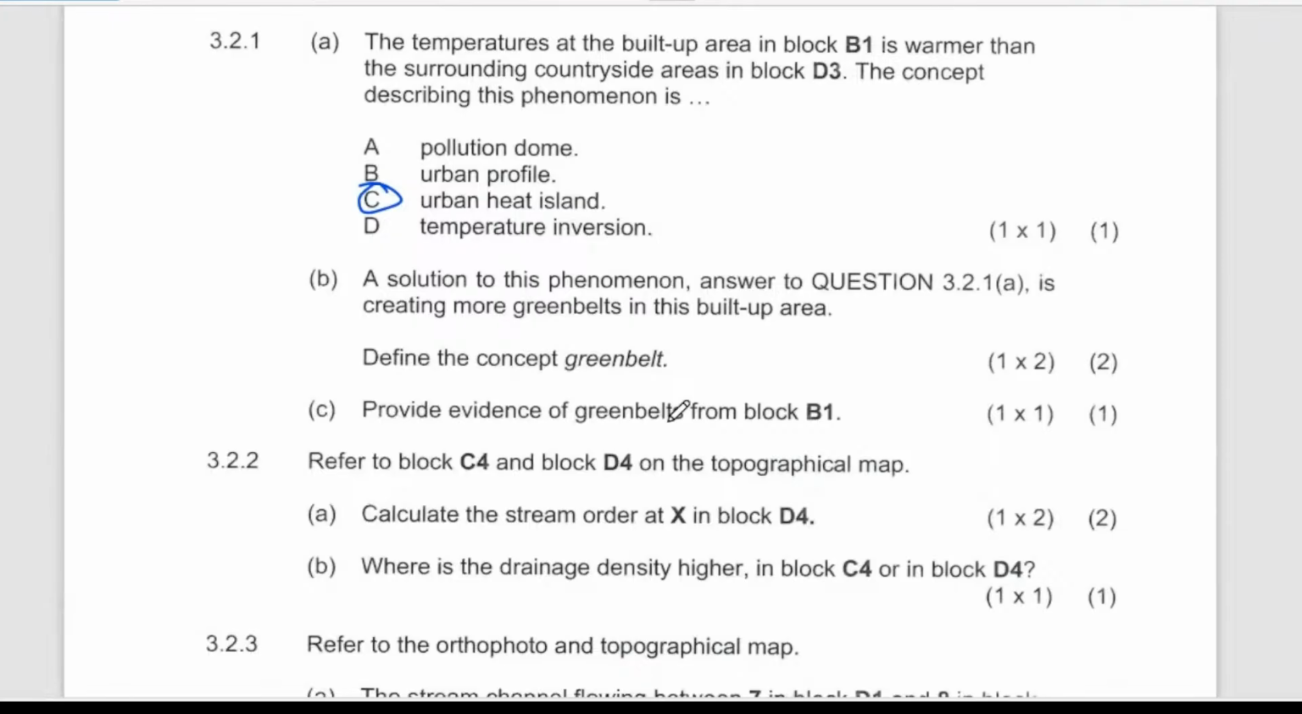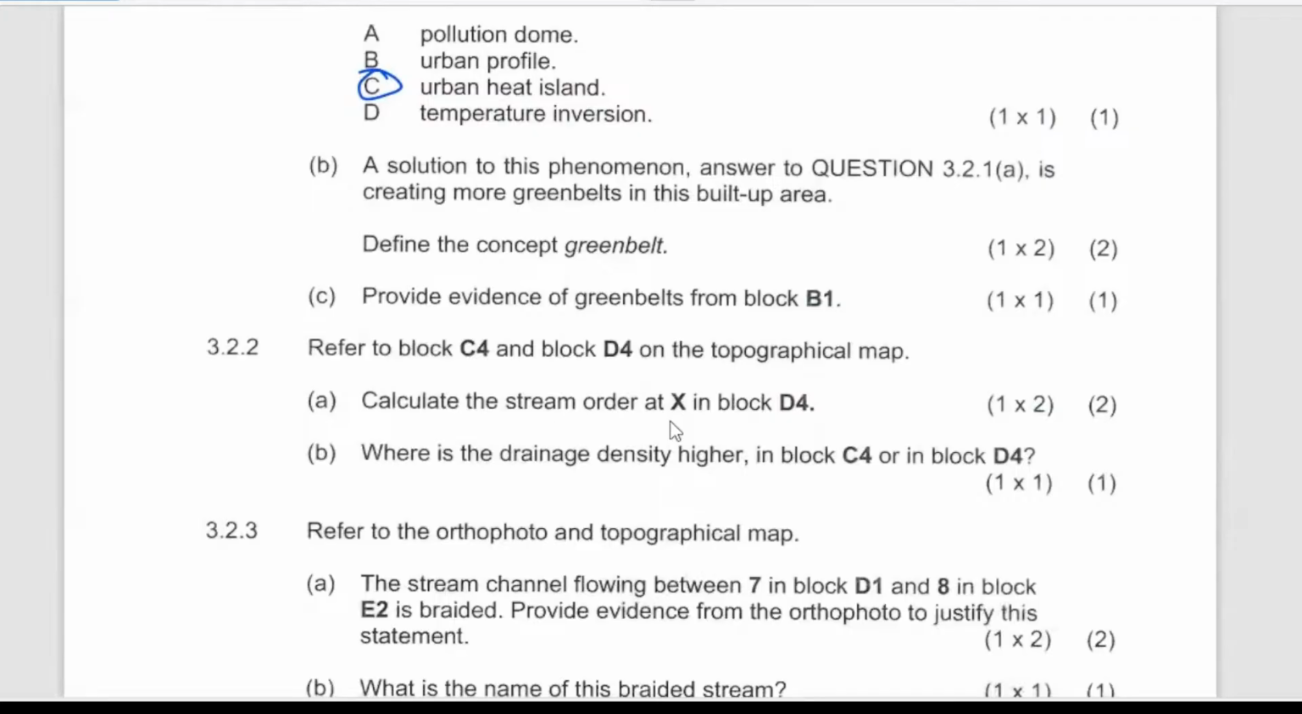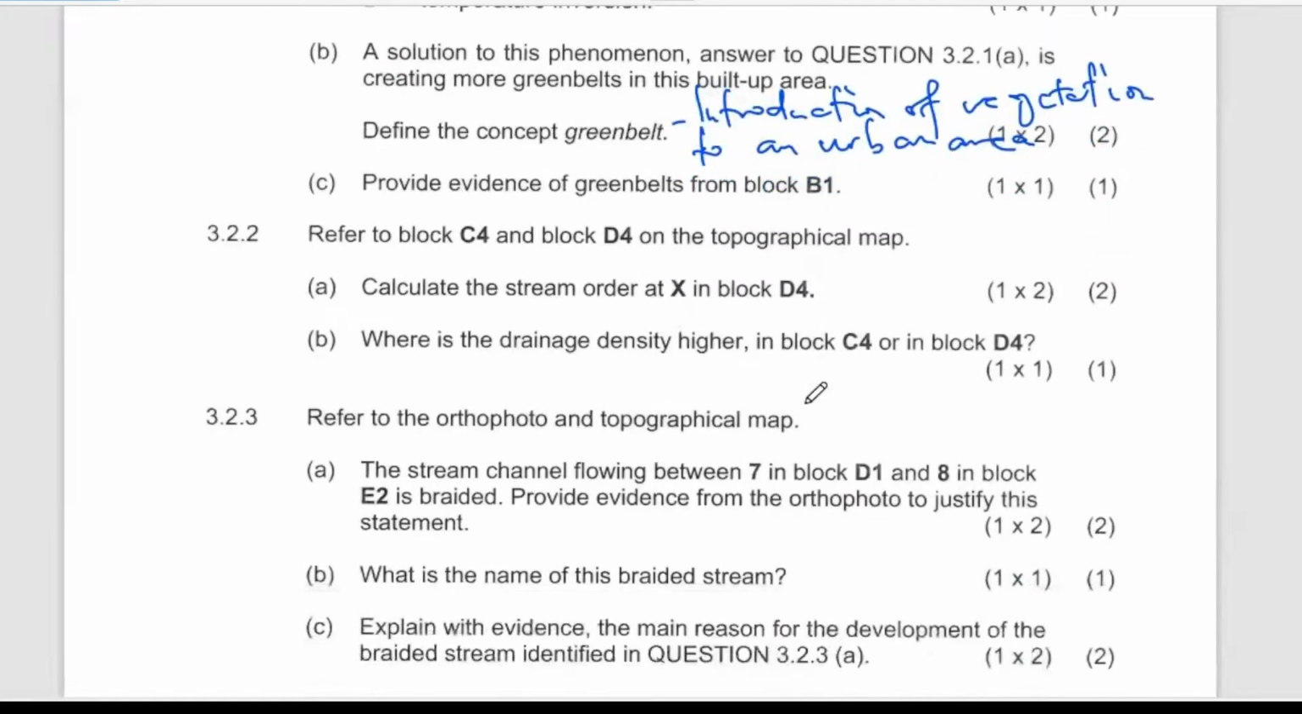If you want to reduce urban heat islands, we must create green belts. Define the concept green belt. What is it, what we call the green belt? We are looking at the introduction of vegetation or vegetative cover to an urban area. If we introduce vegetation or introduce vegetative cover, we are creating a green belt. A green belt constitutes of vegetation in an urban area or in a built-up area.